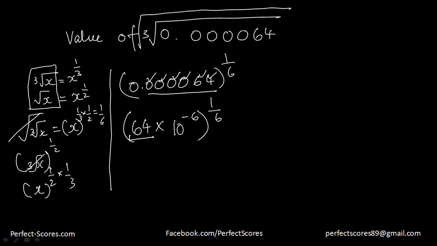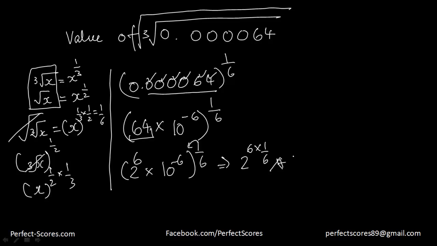Now what over here is this? This is nothing but 2 to the power 6, that is 64, into 10 to the power minus 6 into 1 by 6. Now once I open these brackets up, every power will be multiplied by 1 by 6. So 2 to the power 6 into 1 by 6, multiplied with 10 to the power minus 6 into 1 by 6. So the 6 and 6 go away, it gives me a 2. And this goes away, it gives me a 10 to the power minus 1. So that is equivalent to 2 by 10, and which is equivalent to 0.2.